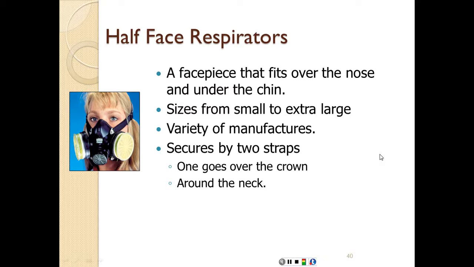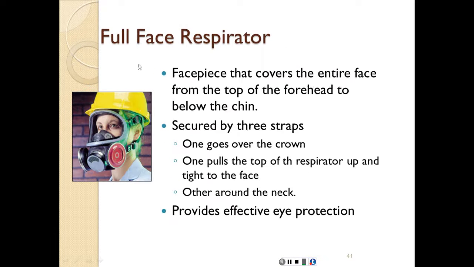There is a variety of manufacturers. It secures in two ways: one goes over the crown and the other around the neck. And here are the filters that are going to react with the harmful substance and neutralize it. The full face respirator is used in case the gas may harm or hurt the eyes as well.